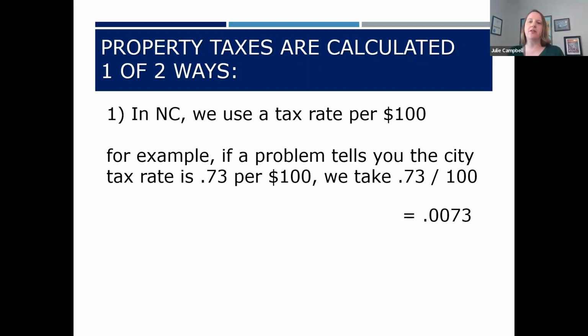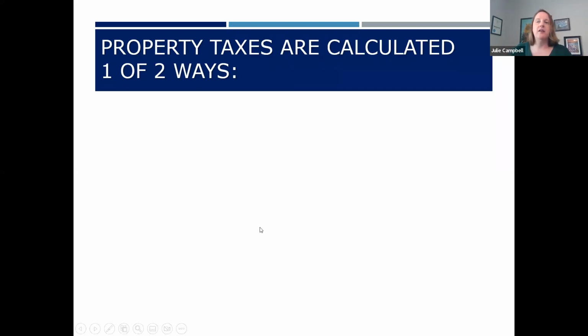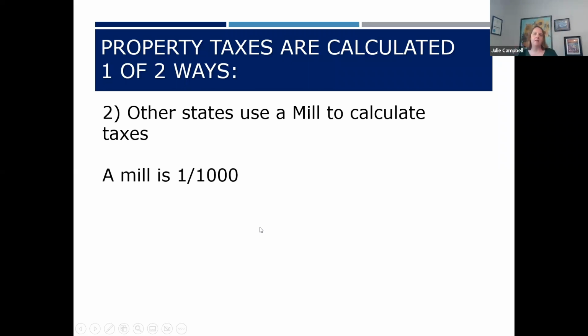Ad valorem taxes in North Carolina is per 100. Per means what? In this case, divide. The other method for determining taxes, other states may use something called a mill. A mill is defined as 1/1000. What's that dash mean? Divide. So in North Carolina, you're dividing by 100, or in other states, you're dividing by 1,000. The problem has to tell you, is it a mill or is it ad valorem? Is it the tax rate per 100? They're not going to give you both.